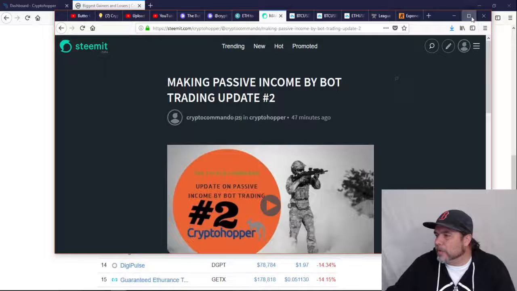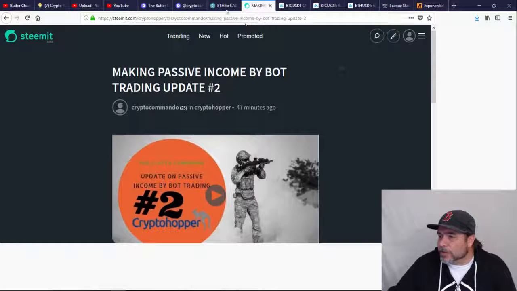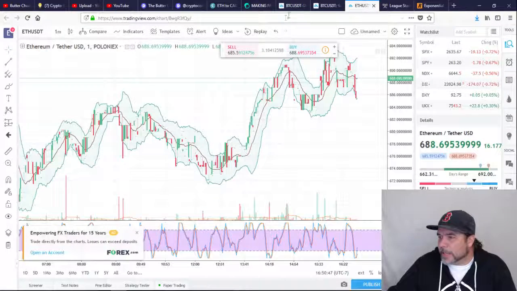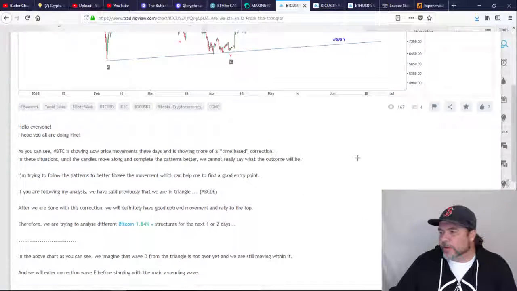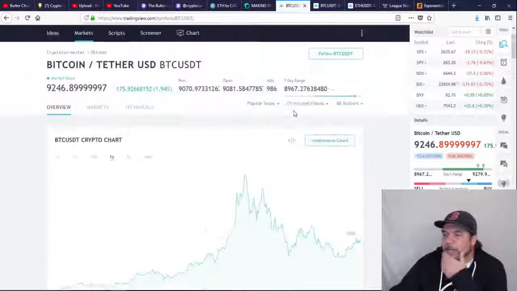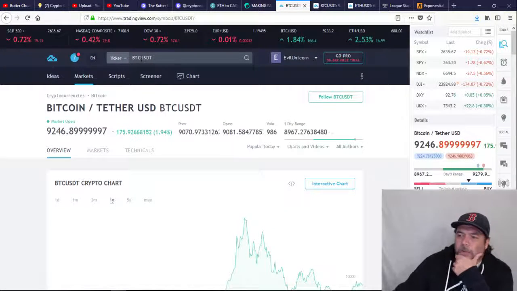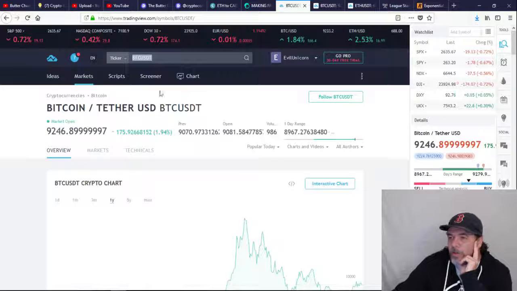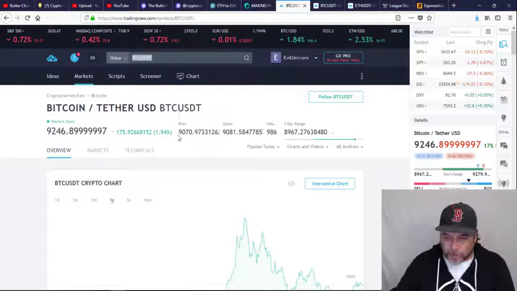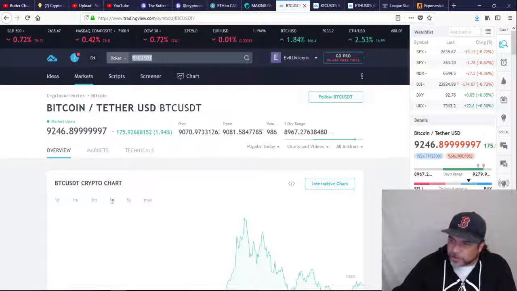There we go. Okay. The last one I use is TradingView. TradingView is really great because if you just go to their main page, tradingview.com, you go right in here and you put in whatever pair you're looking to trade, whether it's Bitcoin, Tether, or whatever pair. It'll pull it up from your exchange. It'll give you the option.